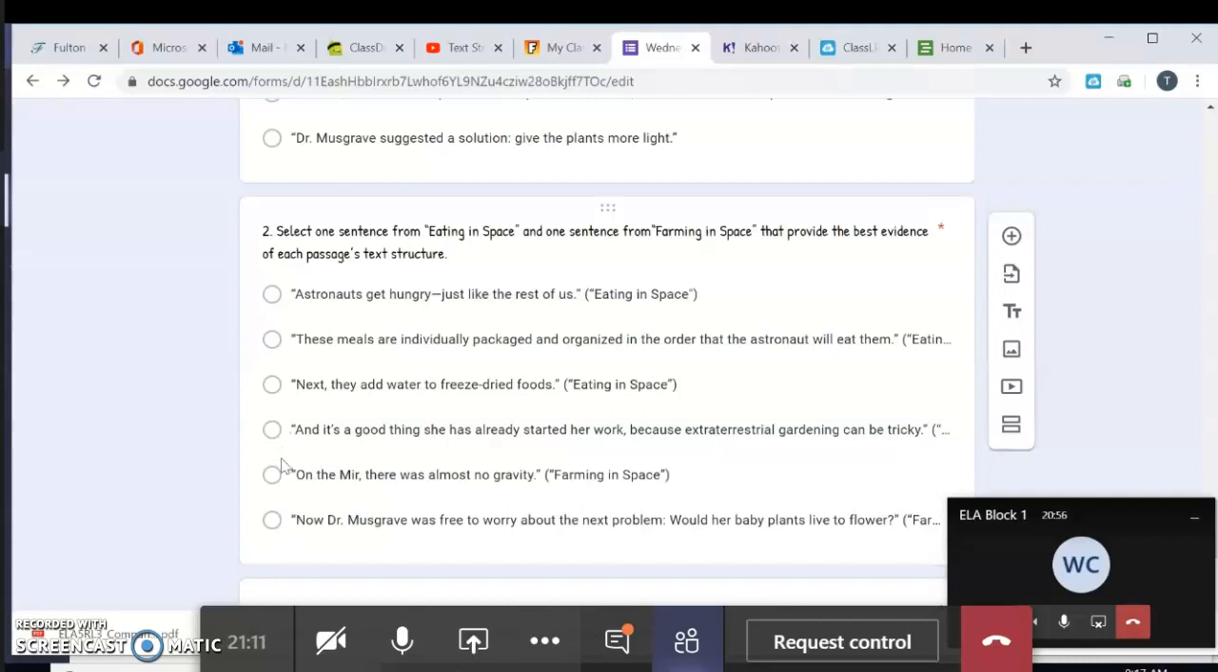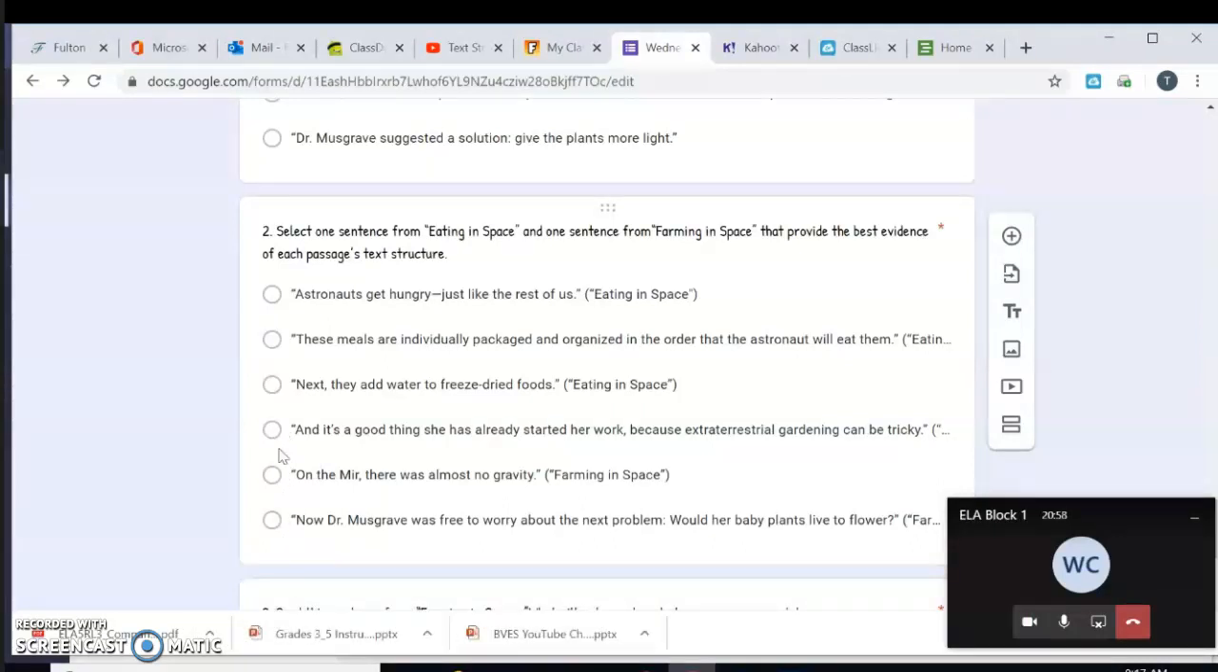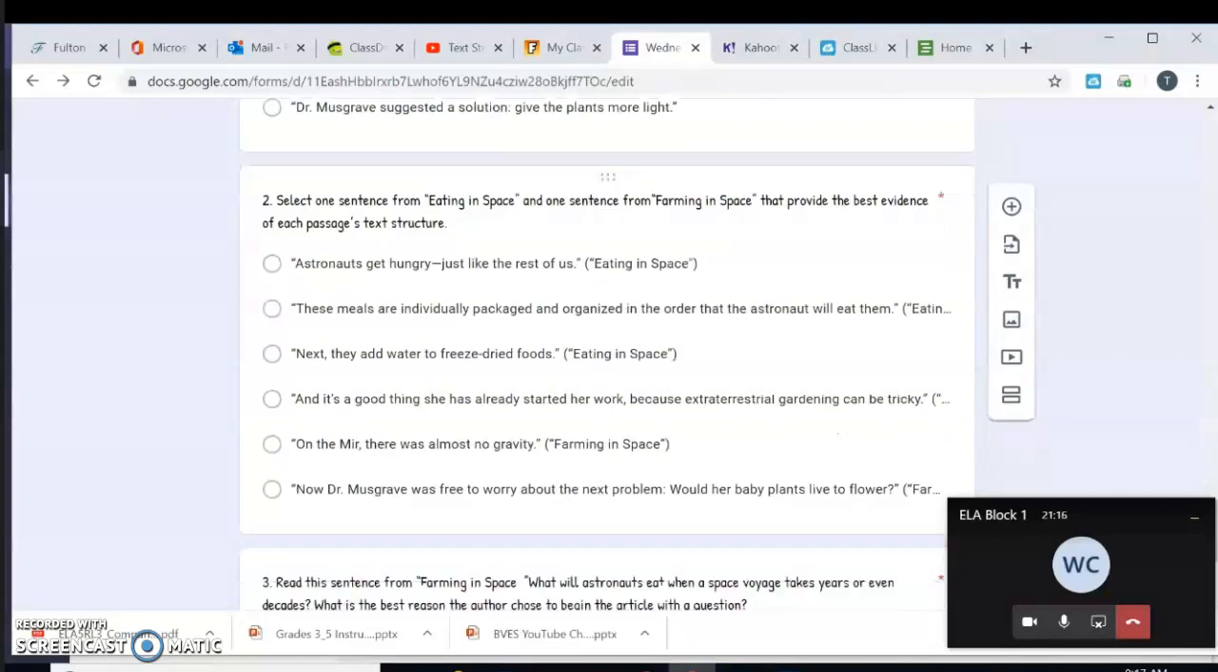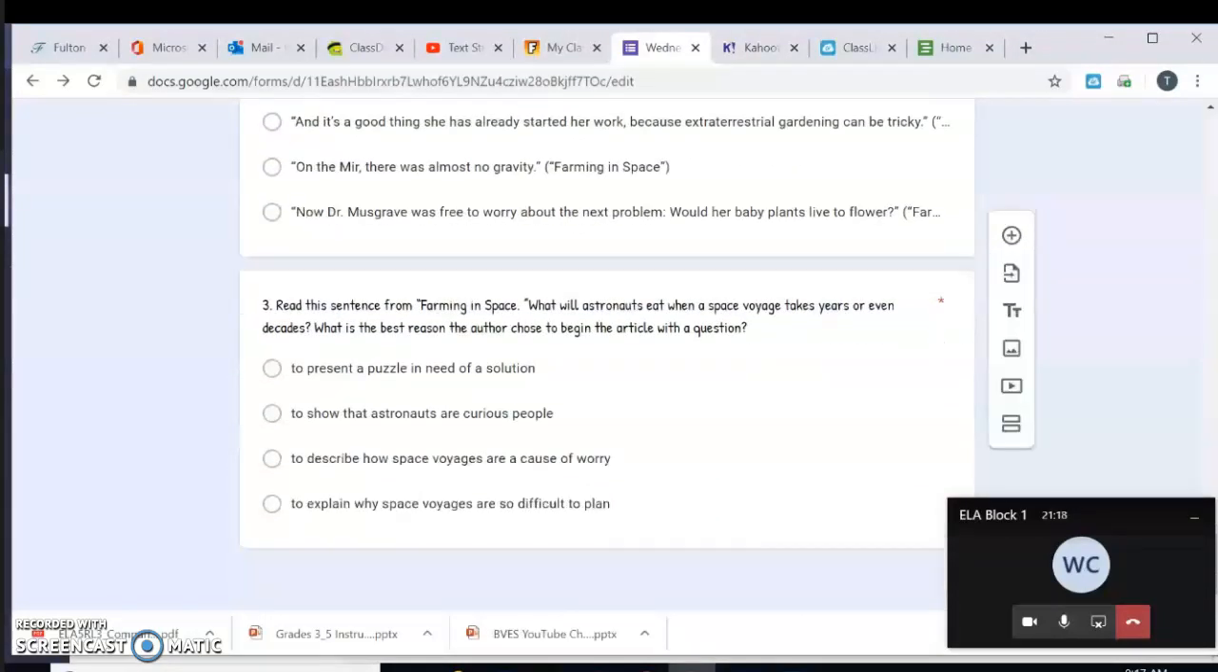So we're really looking at the last 3 sentences. Which one of these last 3 sentences do you think deals with problem and solution? I even see a clue. Werner. The last one, now Dr. Musgrave was free to worry about the next problem. Great job. All right, and this was your last one.